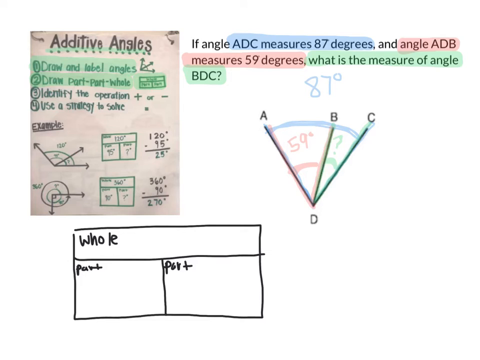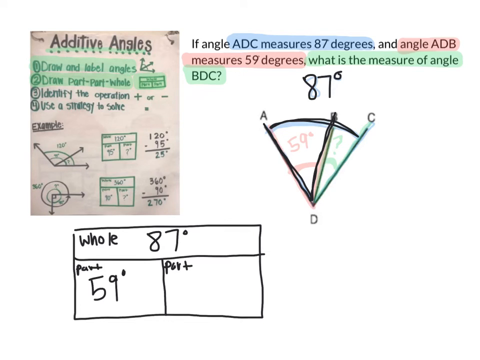So first thing I ask myself, do I have a whole? Do I have a total? Yes, we are given the whole angle here is 87 degrees. So for my whole, I'm going to write 87 degrees. That's what my total angle measures. Now we look at the two parts. I see one part here, angle ADB, is 59 degrees. So that's one of my parts, 59 degrees.